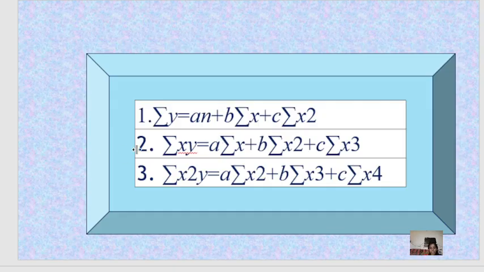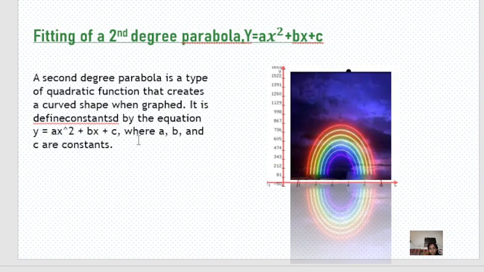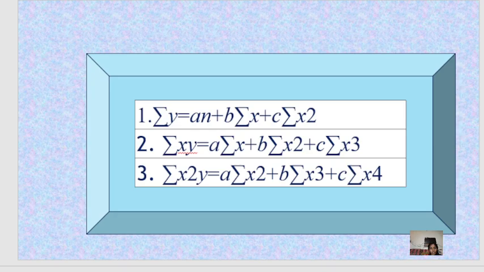To find out these a, b and c, we have formulas like summation y, summation xy, summation x square y. Summation y is equal to a n plus b into summation x plus c into summation x square. Summation xy is equal to a into summation x plus b into summation x square plus c into summation x cube. Then summation x square y is equal to a into summation x square plus b into summation x cube plus c into summation x power 4.